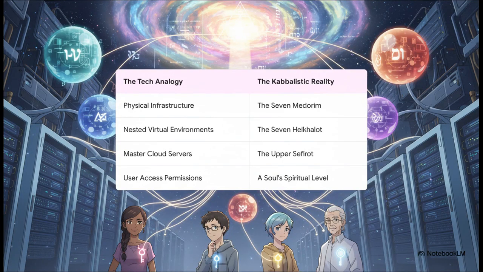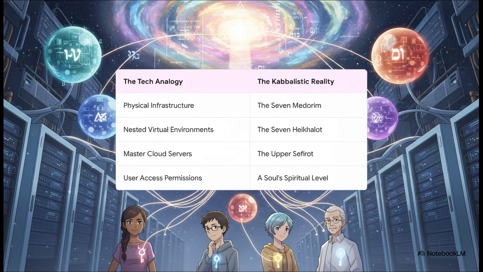It's a higher dimensional space nested inside a lower dimensional one. Now, this is where it gets really fun. We can actually understand this ancient cosmology with a totally modern metaphor. Let's call it cosmic engineering. So think of the 7 Midorim as the physical hardware of the universe, the servers, the fiber optics, the raw infrastructure. And running on that hardware, you have the 7 Heichalot, which are like these incredibly sophisticated, nested virtual environments.